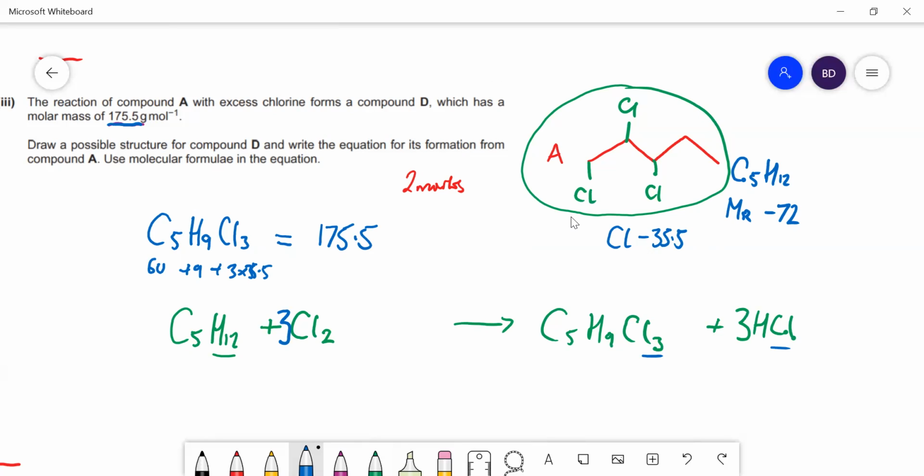Don't forget, the most common mistake people make here is that they forget the hydrogens that come off always end up as HCl. They don't end up as H2 or anything like that. That's wrong. It's always as HCl. That's where most people will go wrong there.